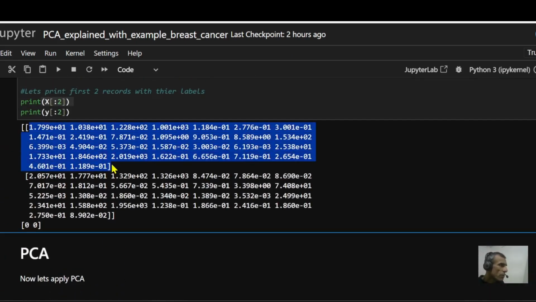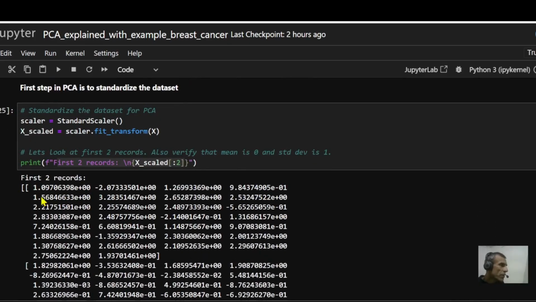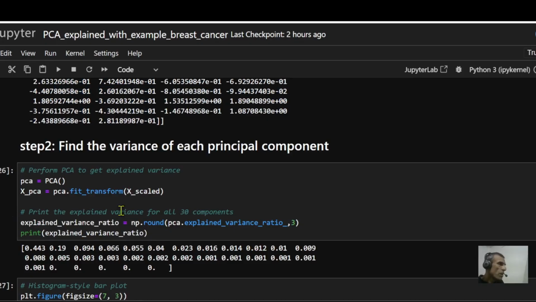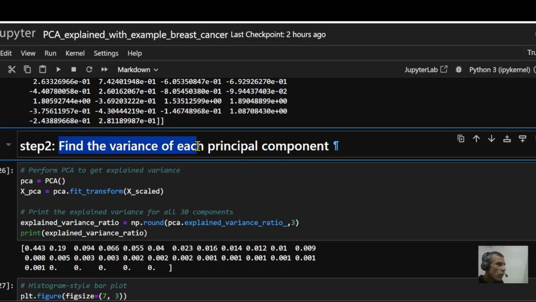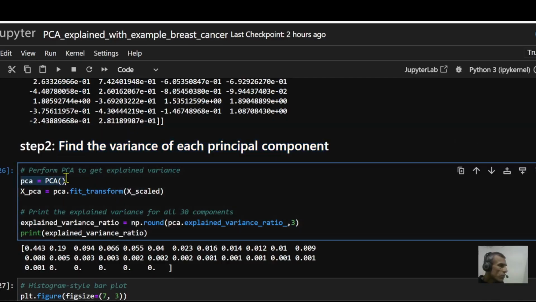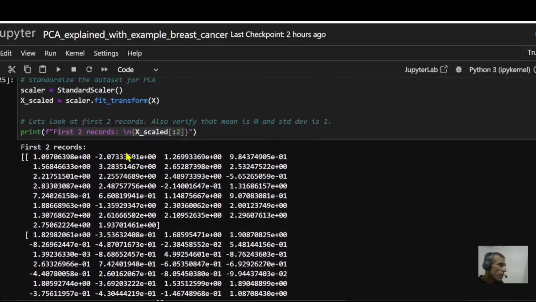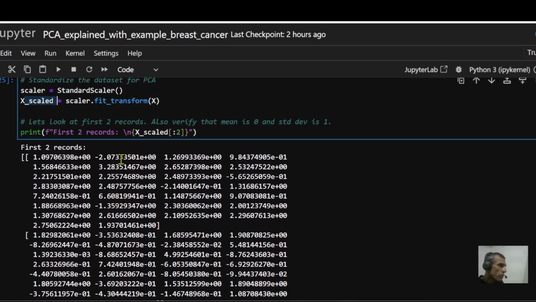These numbers now have been turned or scaled into these numbers. Okay, step 2. Now you find the variance of each principal component. For that, you call PCA equal to PCA. That's what you do. That's all. This is your small PCA. And then you call an inbuilt method called fit_transform. Pass in your X scaled, which is this value that you just created a minute ago.